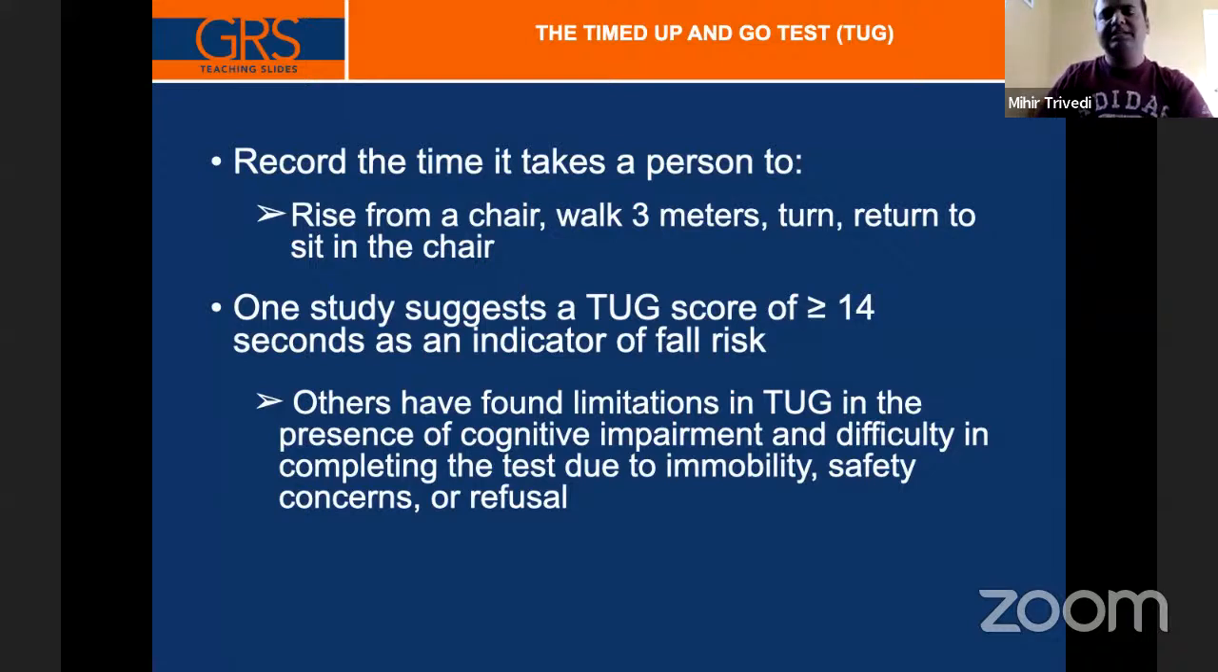Now, we have discussed the timed up and go test in the previous meeting. Just simply record the time it takes the person to rise from a chair, walk 3 meters or 10 feet, turn, and return to sit in the chair. One study suggests a TUG score of greater than or equal to 14 seconds as an indicator of fall risk. Others have found limitations in the TUG test in the presence of cognitive impairments and difficulty in completing the test due to immobility, safety concerns, or refusal.